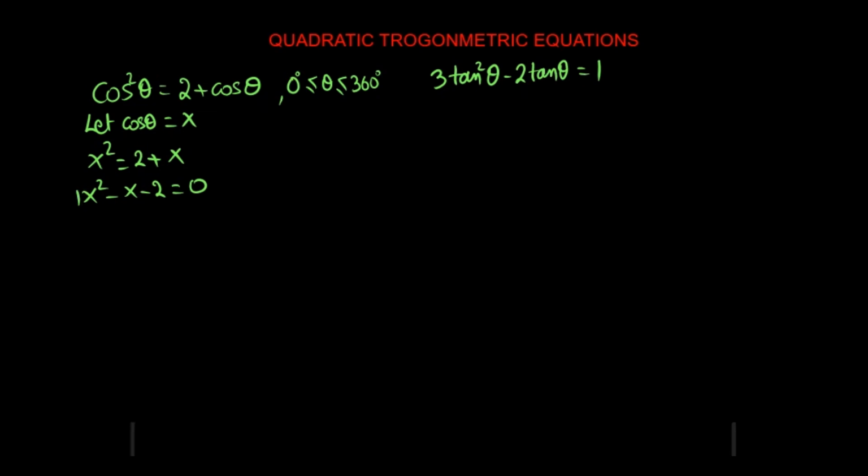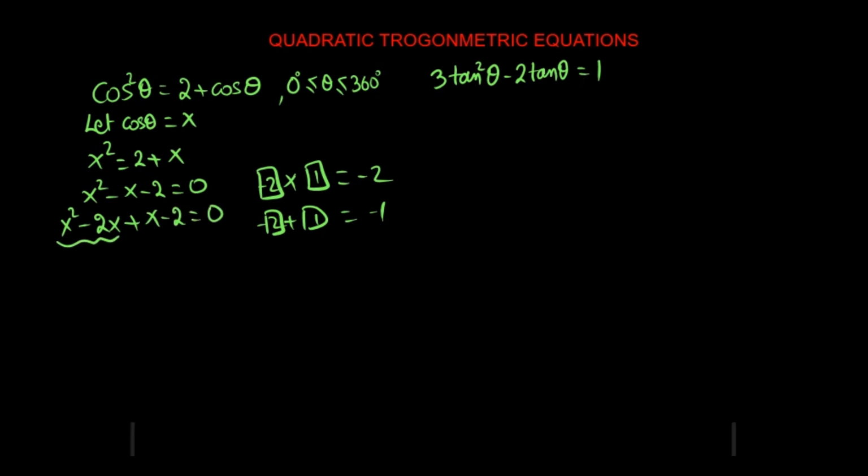Here we have 1 and this is minus 2. 1 times minus 2 is minus 2. So our goal is to find two numbers that multiply to become minus 2. And the same two numbers should add to become this, minus 1. Those numbers would be minus 2 and 1. So this minus 1x can be written as minus 2x plus 1x.